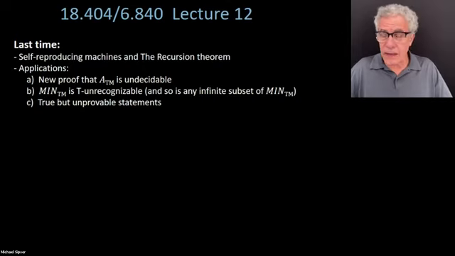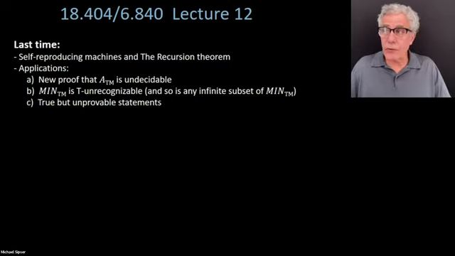Where were we? On Tuesday, the main topic was the recursion theorem, which allows programs to self-reference. And we saw some applications of that too. So we gave a new proof that ATM is undecidable. We looked at this language of minimal Turing machine descriptions, and we had a short digression into mathematical logic where we looked at how one shows that there are true but unprovable statements in any reasonable formal system.